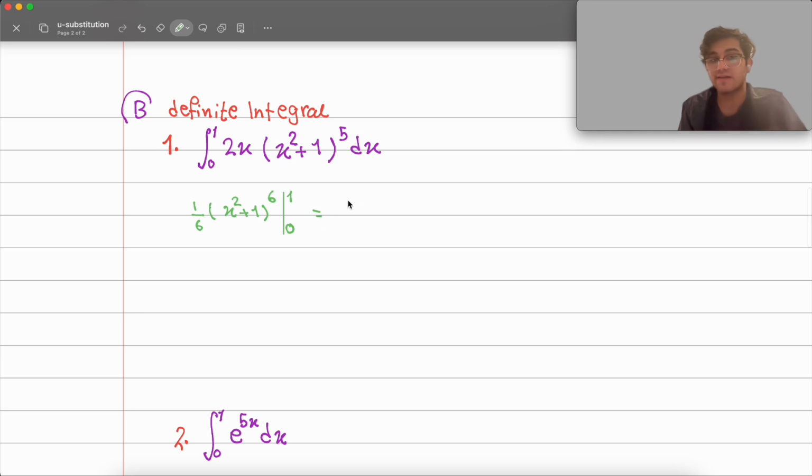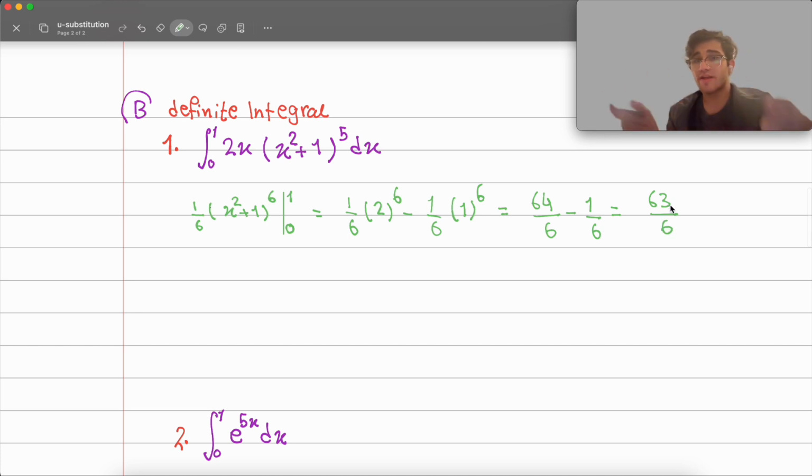And how can I evaluate it? This is so simple. So I'd say 1 over 6. Just put 1 inside this. It's going to be 1 over 6 times 2 to the 6 minus 1 over 6. If I put 0 here, I'm going to get 0 plus 1. It's going to be 1 to the 6. So this is going to be the answer. So 2 to the 6 is, I believe, 64. Yeah, it's 64 over 6 minus 1 over 6. So the answer is going to be 63 over 6.